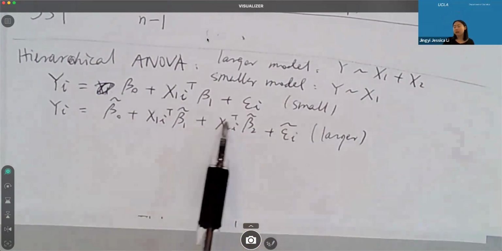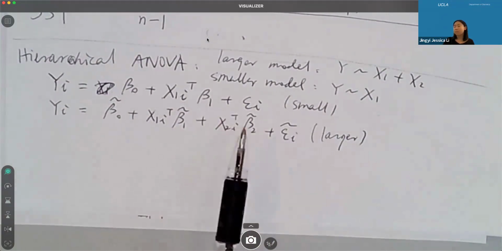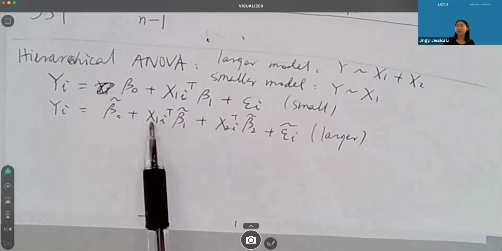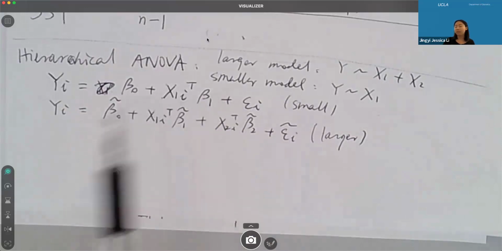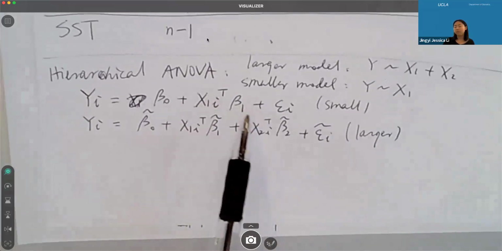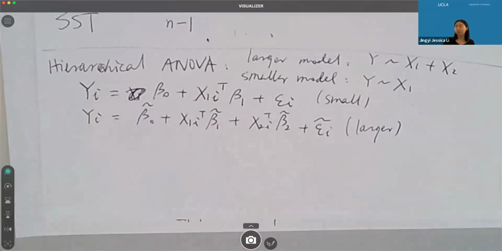Especially, the covariates in X2 may be correlated with the covariates in X1. When this happens, you will see that when you fit this larger model versus when you fit the smaller model, the beta 1 coefficients you get will be different. Okay. So how do we interpret this?